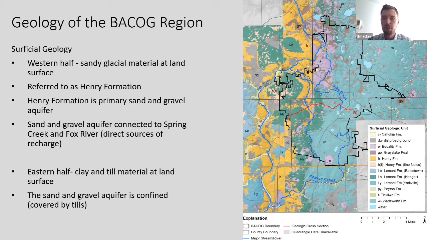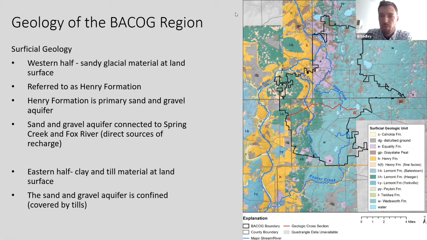In the BACOG area, and here, just for reference, this solid black line, can everyone see this pointer? The solid black line there is the BACOG boundary. I sort of divide this area up into an eastern half and a western half that I'll be talking about for the rest of the presentation.